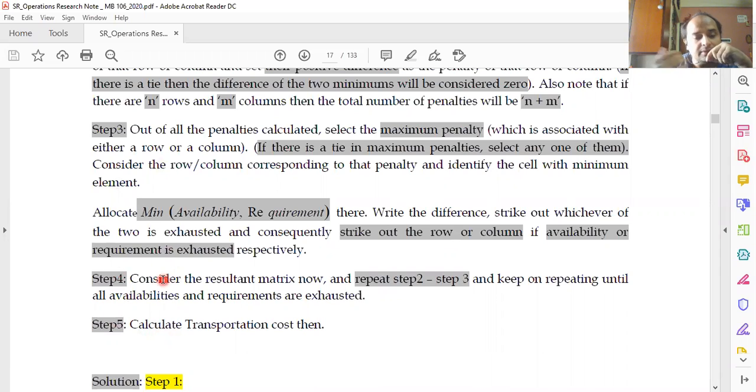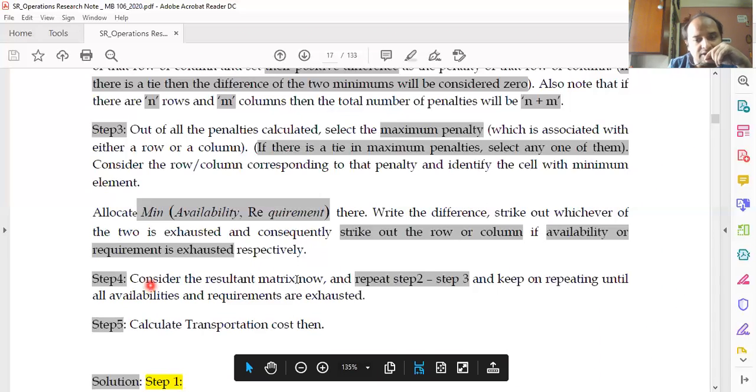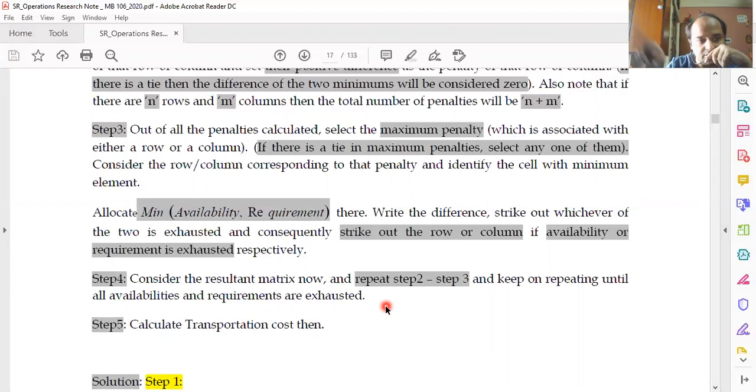In step number 4, it is written, consider the resultant matrix. Resultant matrix means after deletion of the row or column, the matrix which is left out. Consider the resultant matrix and repeat step number 2 to step number 3. We have to repeat the process until all the availabilities and requirements present in the transportation costs are struck out.